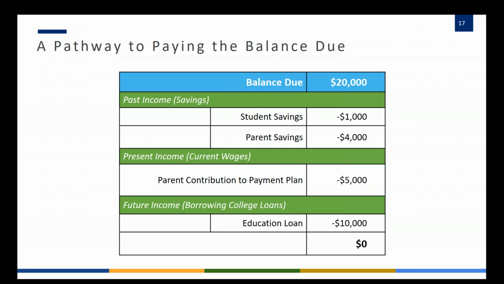So they have a little bit of student savings to apply towards the bill. Maybe mom and dad have saved $16,000 in a 529 account, let's say, and they're going to spread it out over 4 years. So they have a little bit of savings to apply. And then they're going to do $500 a month on a 10-month payment plan of $5,000. So by utilizing past and present income, we've chopped our bill in half before we look at borrowing. And then the other $100 of that $600 affordable payment will go towards that $10,000 education loan.